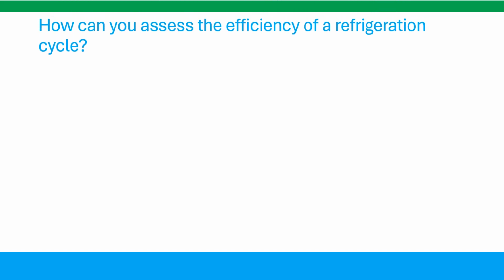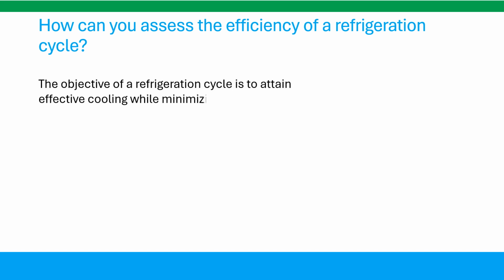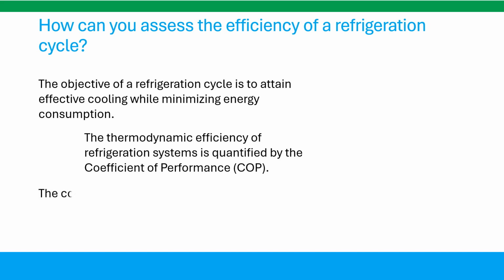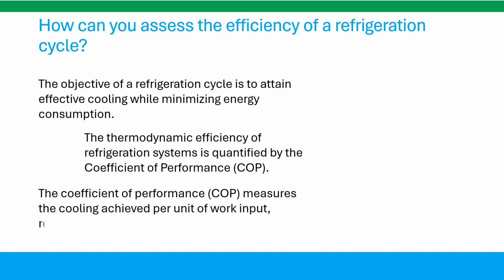How can you assess the efficiency of a refrigeration cycle? The objective of a refrigeration cycle is to attain effective cooling while minimizing energy consumption. The thermodynamic efficiency of refrigeration systems is quantified by the coefficient of performance, COP. The coefficient of performance, COP, measures the cooling achieved per unit of work input, referred to as the refrigerating effect. Therefore, the COP is written as QL divided by Win, where QL is the heat transfer from the low-temperature body, and Win is the work input.